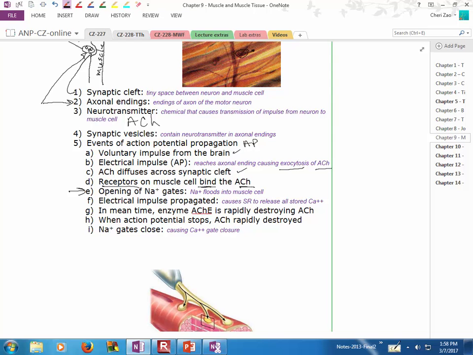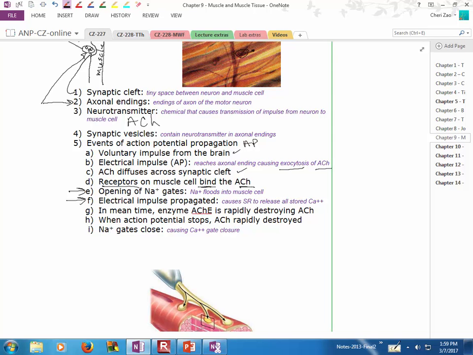Now, sodium is an ion, and I want you to appreciate that I always draw the little pluses by things. That ion means it carries a charge, and a charge is called voltage. So if we open sodium gates associated with the sarcolemma of that muscle cell, sodium is going to flood into the cell because it's going to go from an area of high concentration into an area of low concentration. And that's going to cause a voltage change to be experienced by the muscle cell and its membrane, which, remember, that's important for the opening of the calcium gates with the sarcoplasmic reticulum.